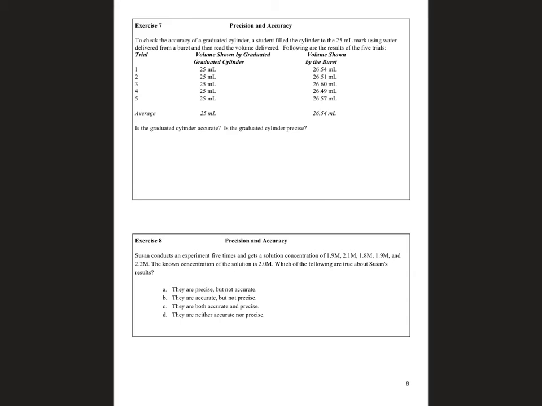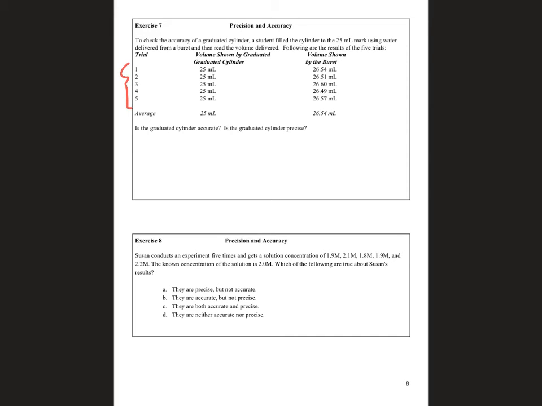A burette, you haven't seen a lot of them yet, but they are a much more precise way to measure something. So the burette is more accurate than the graduated cylinder, and the graduated cylinder is more accurate than, say, a beaker. So they're comparing a graduated cylinder and a burette here, and then they read the final volume. So they fill a graduated cylinder up with 25 milliliters. They have 5 different trials here.